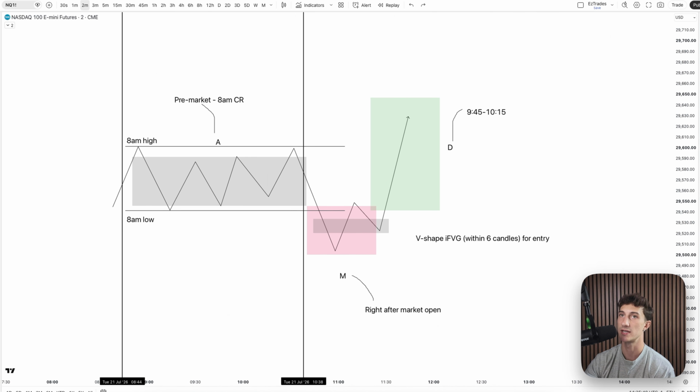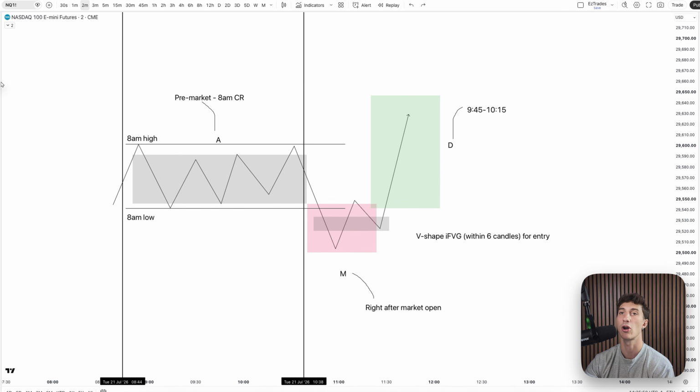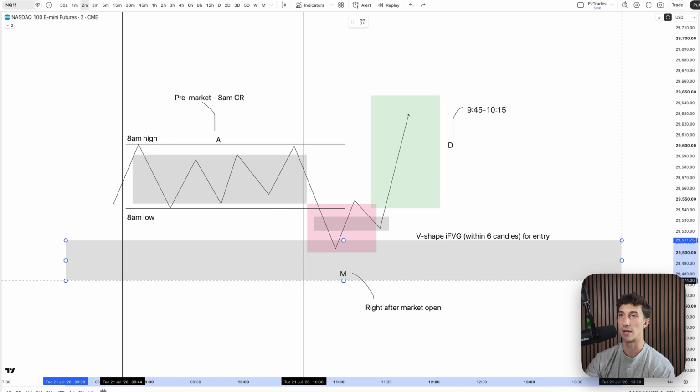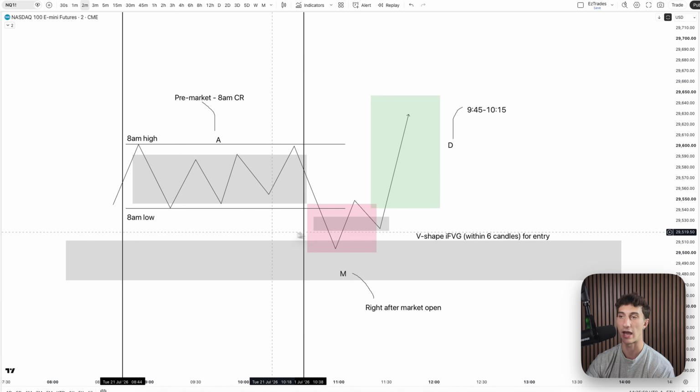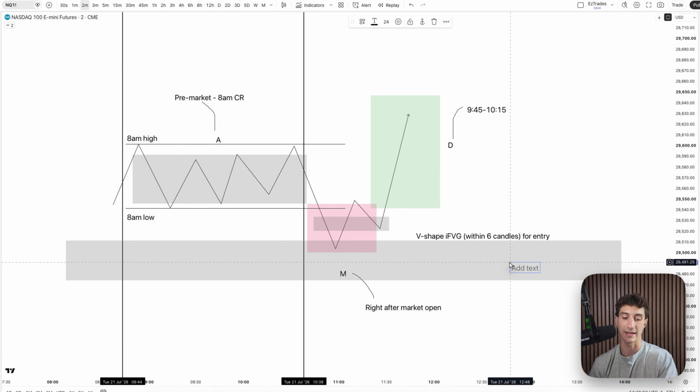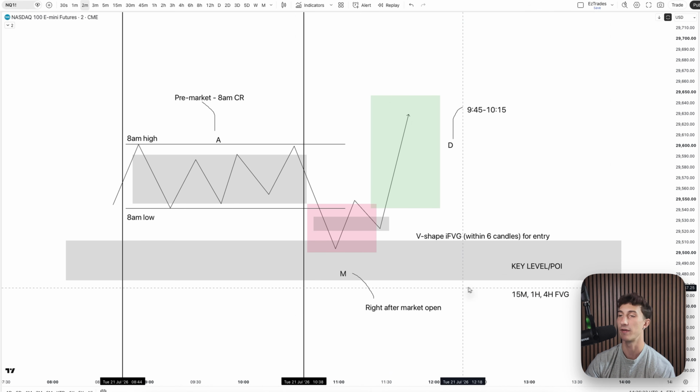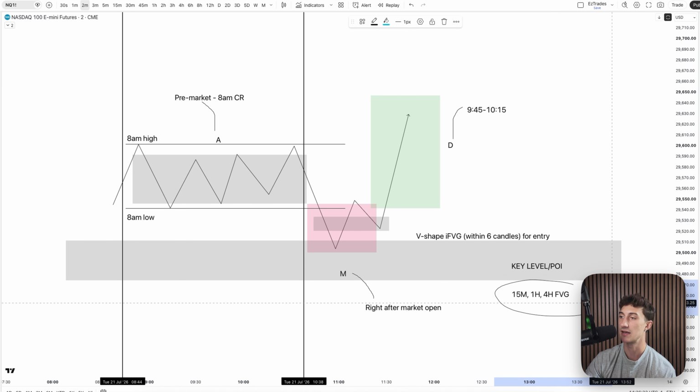Now, the only thing we're missing here that makes this an A+ trade setup is something called higher time frame delivery. As price is manipulating that pre-market range, I don't want to see price react from any random level, okay? I want to see price react from a key level, a key point of interest. Now, this is going to be higher time frame fair value gaps. So a 15-minute, a 1 hour, or a 4 hour bullish fair value gap will be my point of interest that I will look to see price reacting from before distributing higher. If I do not see this higher time frame delivery, I will not take the trade.